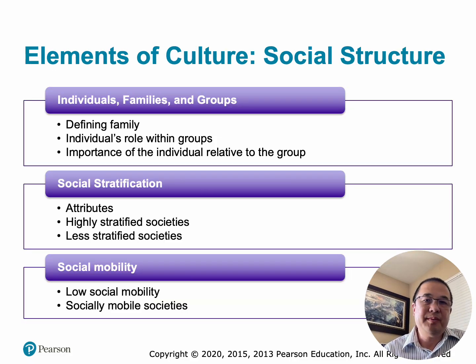Social structure shapes culture and affects the way people interact in society and business. Social structure refers to how a society organizes relationships among individuals, families, groups, and social classes. So number 1, individuals, families, and groups. This section focuses on how people see themselves in relation to others.